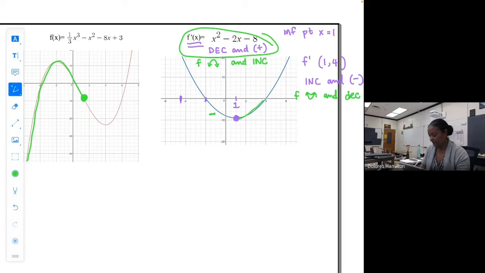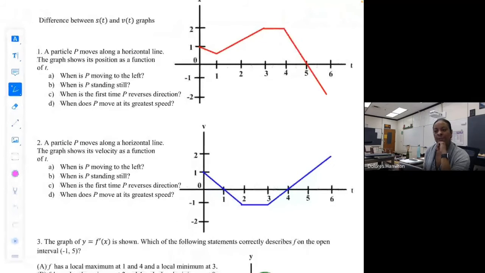And then we identified that from that interval from 1 to 4, my derivative is increasing, but it was still negative, right? So my f graph is still decreasing, but now it's concave up. And then that last little stretch was increasing and positive, which told me that my f graph was concave up and increasing. I'd like you to try some of these problems and see if they make sense to you. I'm going to write down the answers just so that we can walk through them.